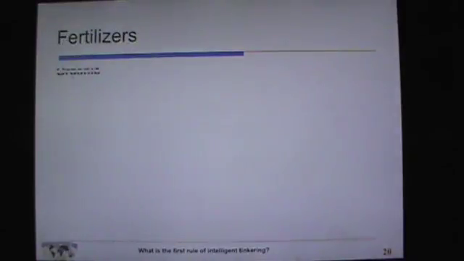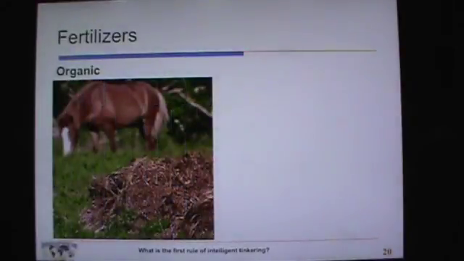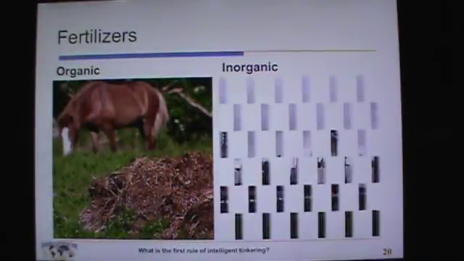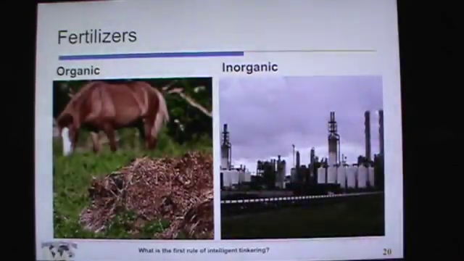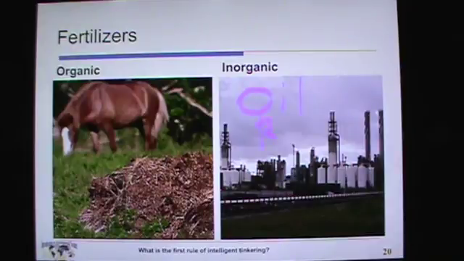Look at fertilizers. They come in two flavors. The organic type, that's definitely horse manure, and the inorganic type. And you would think, well, what's that? That's actually an oil refinery. And that's where we get a lot of our inorganic fertilizers, because essentially what you're doing when you pump that stuff out of the ground, you're pumping organic matter that was laid down millions of years ago. It still has the nutrients in it.